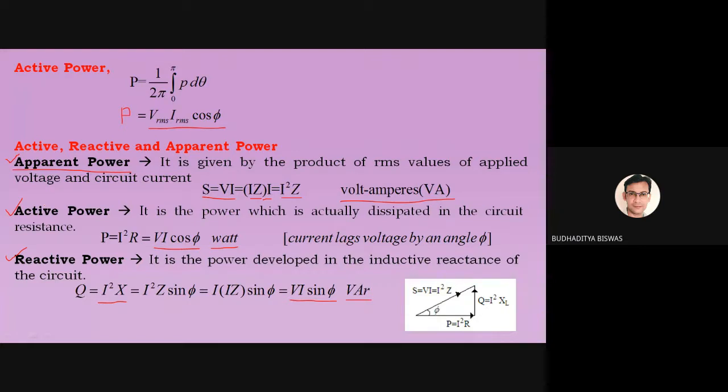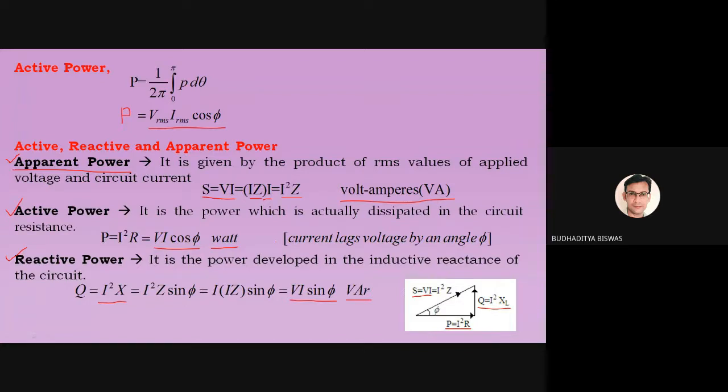This is actually the power triangle. You can see the active power is placed here in the reference axis. This is the active power, I square R. This is the reactive power, I square into XL or XC, whatever it was. You can call it I square into X, and the sum of these two powers is called the apparent power, S, equal to VI or I square Z. So I square R, I square X, I square Z. This is coming from the impedance triangle.